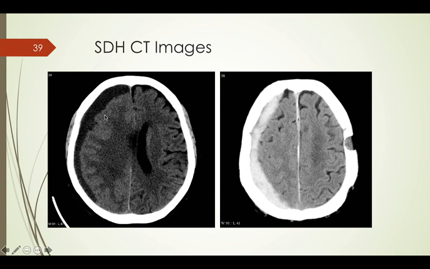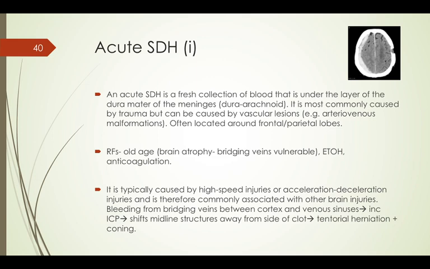on these CT scans. An acute subdural is a fresh collection of blood underneath the dura, between the dura and arachnoid layers, and can be caused by trauma or AV malformations. Risk factors can be high alcohol consumption, old age, due to brain atrophy, and anticoagulant use, such as warfarin. The etiology behind it could be high-speed injuries, acceleration, deceleration, much like extradurals actually, and so there may be other brain injuries to look out for.